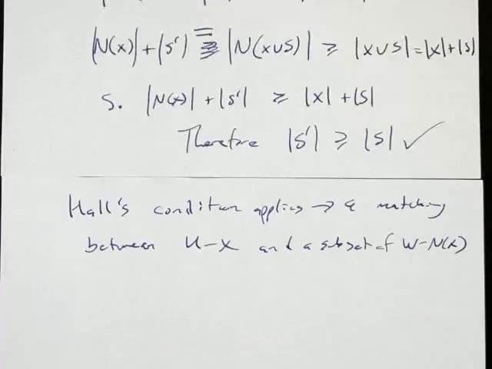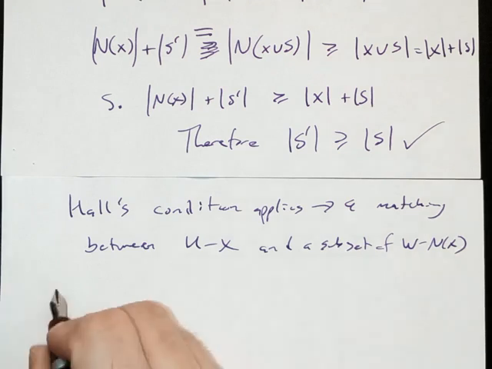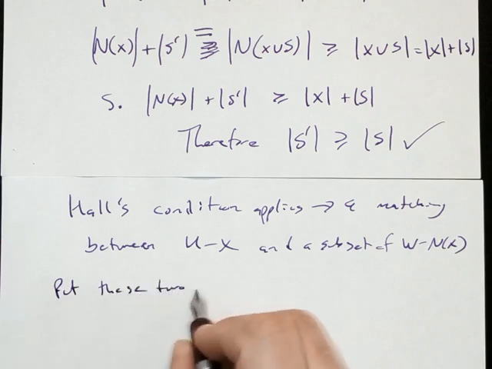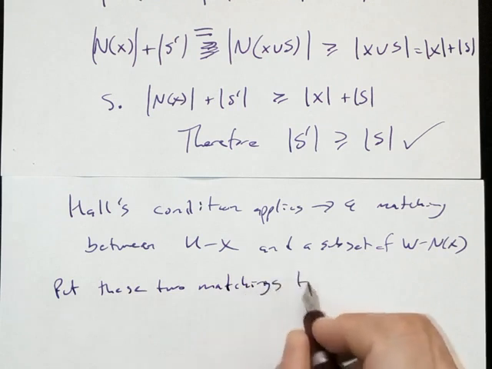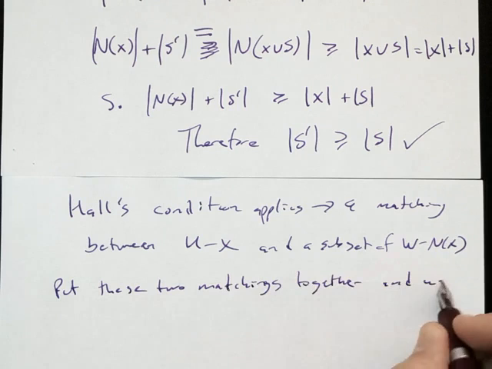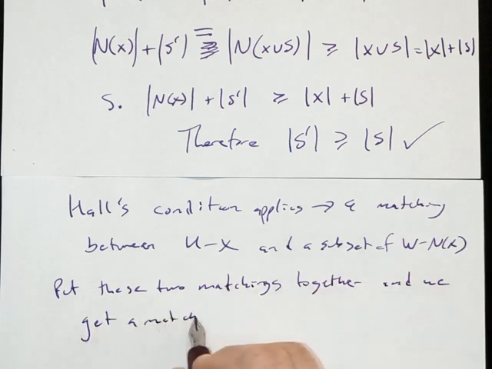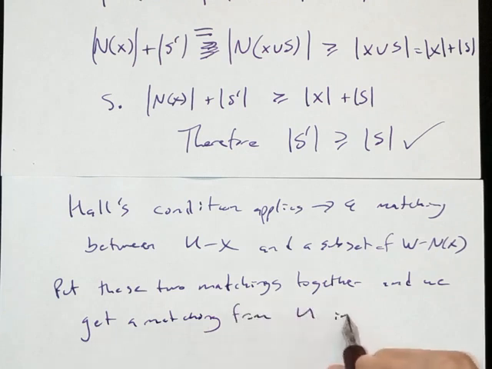Hey, wait a minute. I now have two matchings. The matching from X to NX and the matching from U minus X to the rest of W. Glue these together and you have a matching from U to W. And that finishes our proof. Not short.